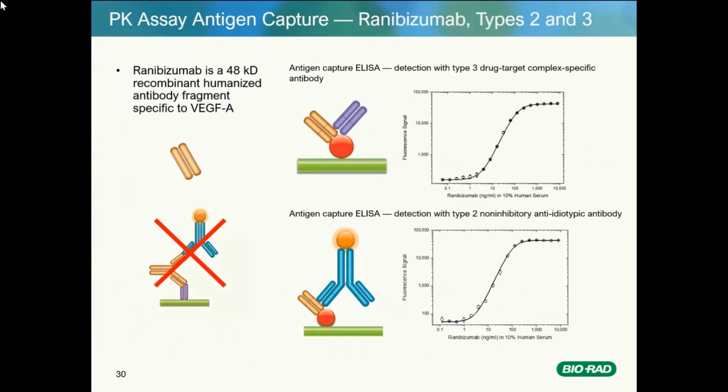And if you think of a complex new molecule with maybe only one binding site, not a classical antibody, and maybe a Fab, you cannot form a bridge. You only have one binding arm. Type 3 or type 2 would be the solution for antibodies like ranibizumab, as shown in the upper and lower panel in the PK assay antigen capture format.